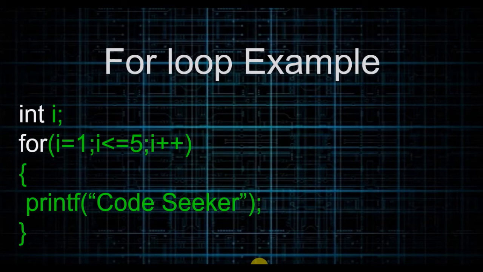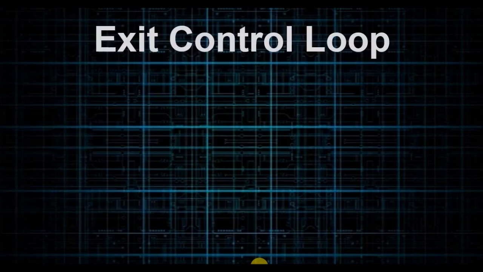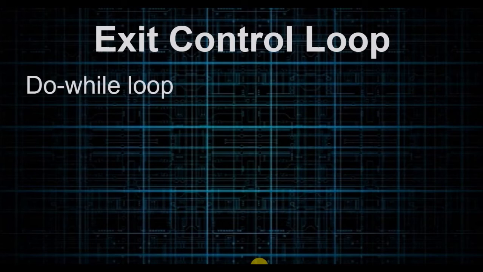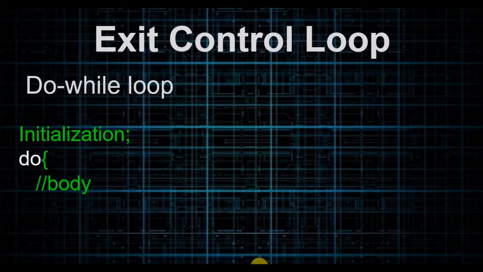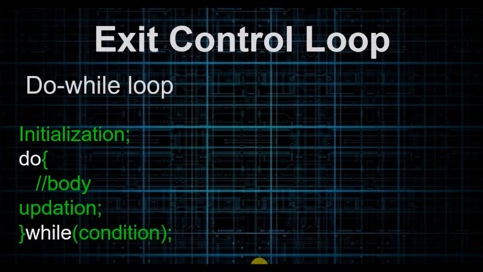Now the do while loop, however, is the exit control loop. Why is the do while loop called an exit control loop, and why are those two called entry control loops? The basic reason is that in the while loop and for loop, the body is going to be executed if and only if the condition is true. But in do while, one time, a single time, the very first time, the body will be executed whether the condition is true or false.